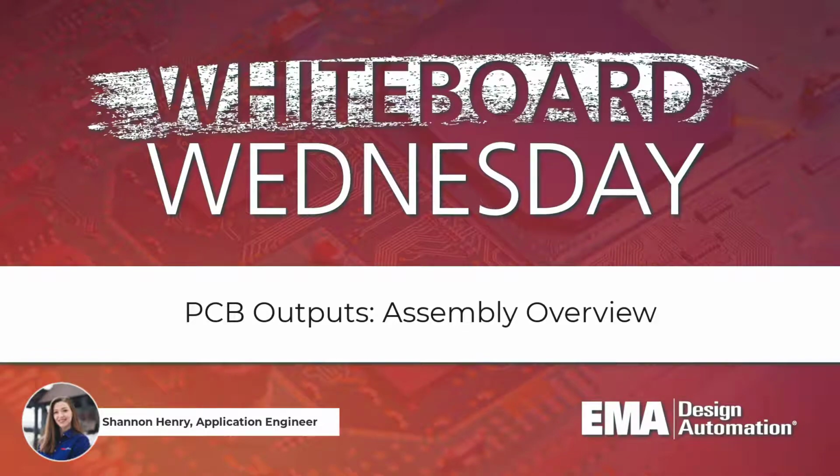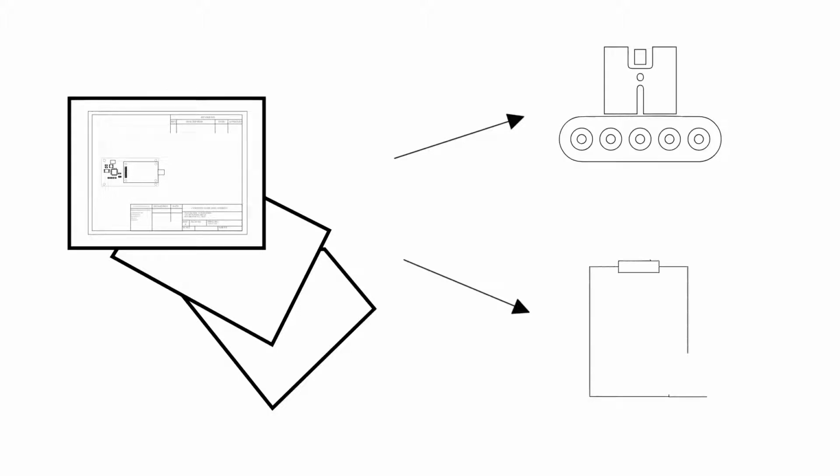Today we are discussing the assembly data package. Along with the assembly drawing, which will be covered more in depth in a separate video, the documents in the assembly package will serve as a guide for both assembly and inspection. Some of these files have already been produced through the design process and will need to be included for assembly.